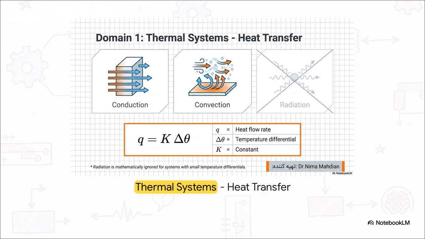Heat flows via physical touch, which is conduction, or through moving fluids and gases, which is convection. But wait, what about radiation? Well, because we're usually dealing with relatively small temperature differences in these control systems, radiation's nonlinear impact is pretty negligible, so we actually just ignore it to keep the math clean and functional.